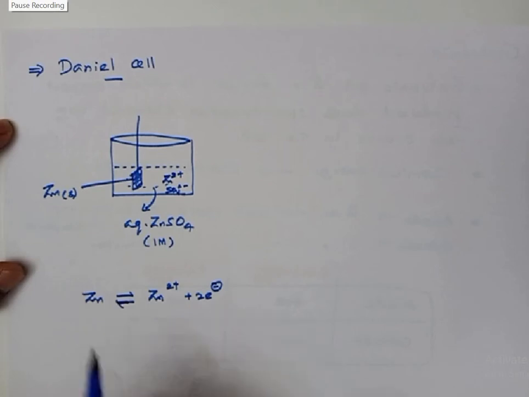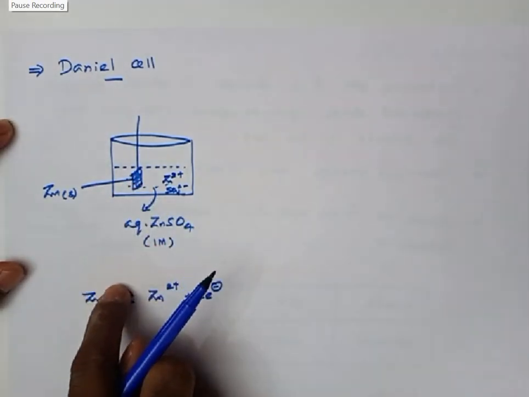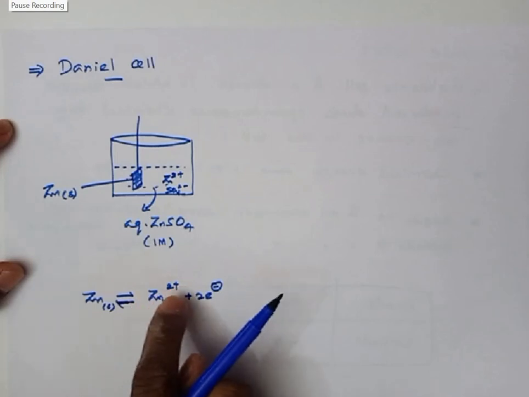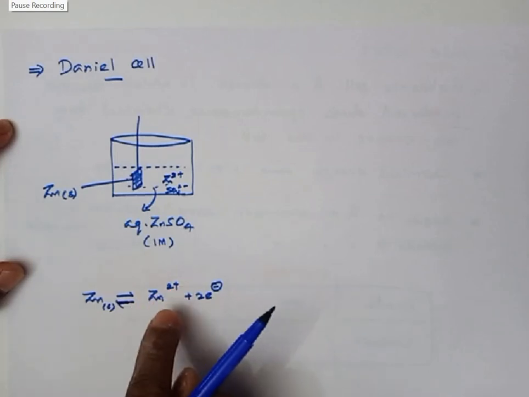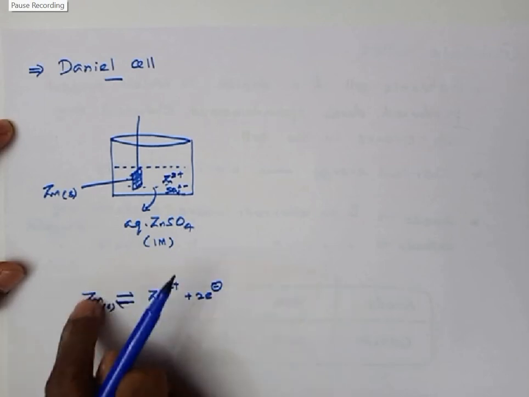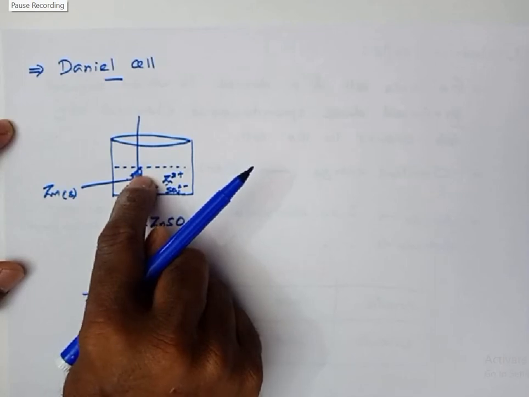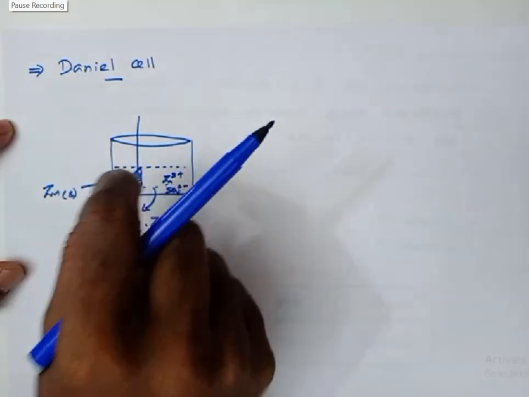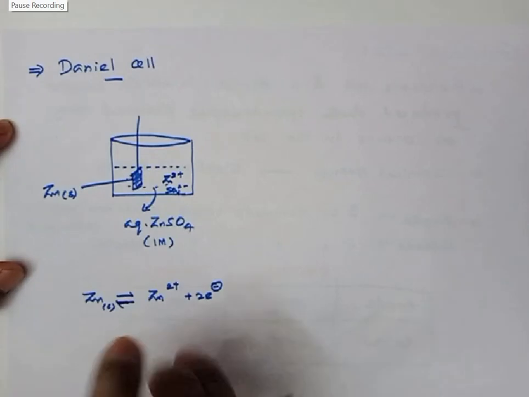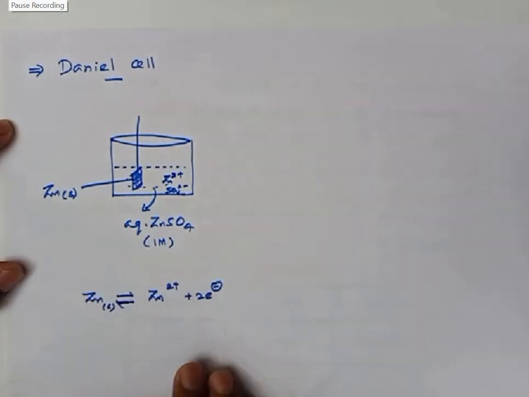Students, observe carefully. Zinc metal, which is present in the electrode, undergoes oxidation and produces zinc ion and 2 electrons. The zinc ions present in the solution gain the 2 electrons and become zinc. This is a reversible reaction, and it is set up once you immerse the zinc rod in the solution. You will get an equilibrium, that's all.